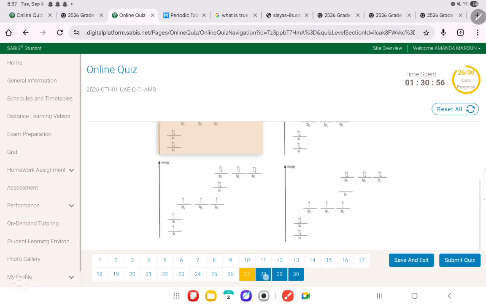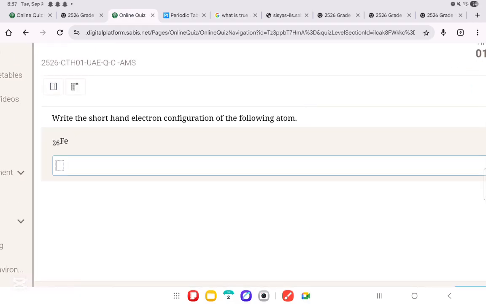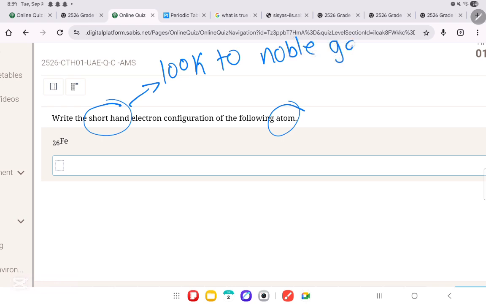Let's move on to question number 28. The shorthand electron configuration of the following atom. So, whenever they say shorthand electron configuration, what does it mean? When they say shorthand, and we're dealing with an atom, you will always look to the noble gas before. Now we're dealing with Fe26, and I want the shorthand electron configuration, right?